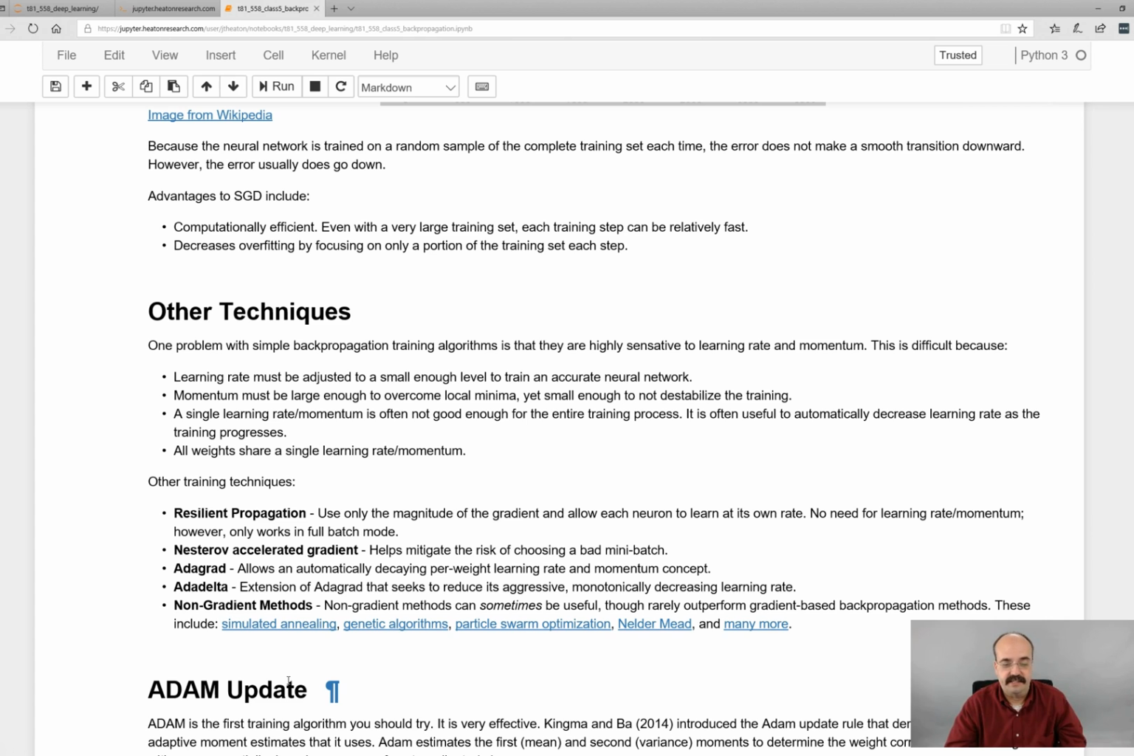There's Adagrad and Adadelta. Adagrad basically keeps a per weight decaying learning rate, but it's monotonically decreasing. It never increases again. That's why Adadelta was created, to address Adagrad's issues, where that learning rate could just go in a direction and decrease to pretty much zero. There are also non-gradient methods. If you can't take a derivative of your loss function, these might be useful. This includes simulated annealing, genetic algorithms, particle swarm, Nelder-Mead, and many more.